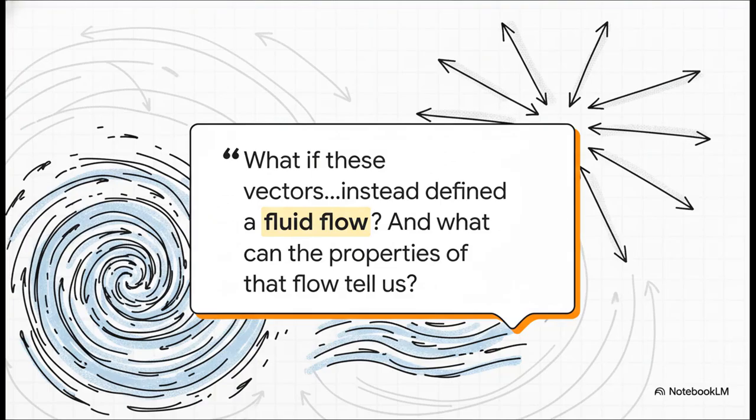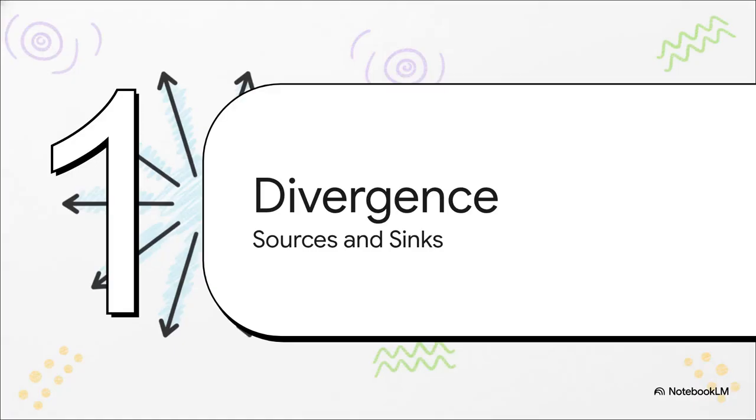This idea right here is the absolute key to everything we're about to talk about. Even if we're dealing with something totally abstract like gravity, just asking, what would this look like if it were water, unlocks so much intuition. And that's exactly how we're going to tackle divergence and curl. So let's start with our first big concept, divergence.